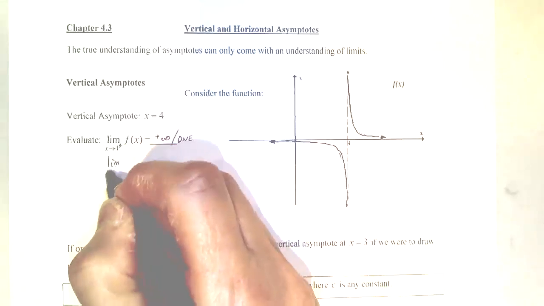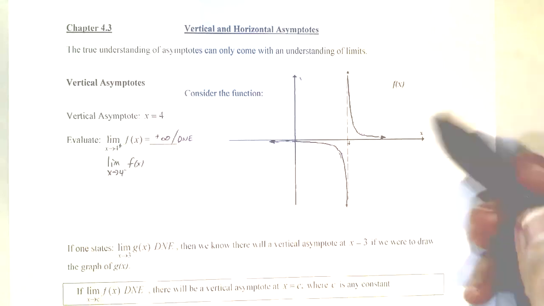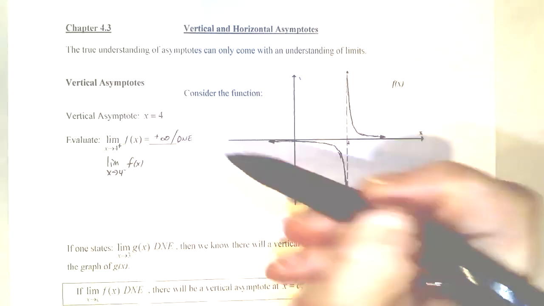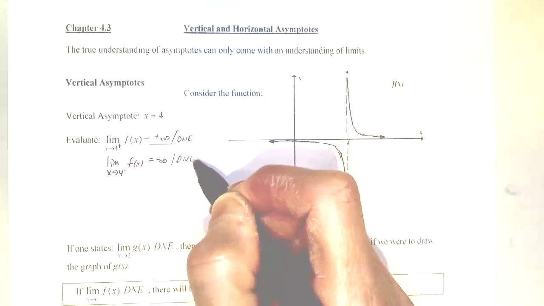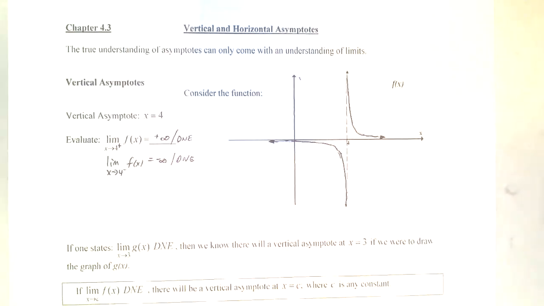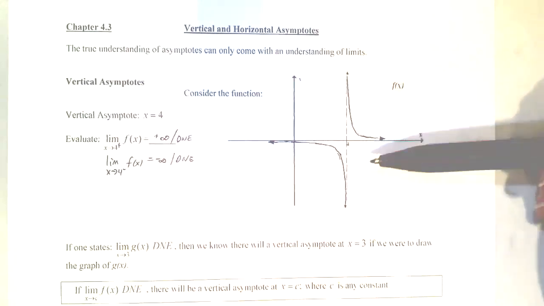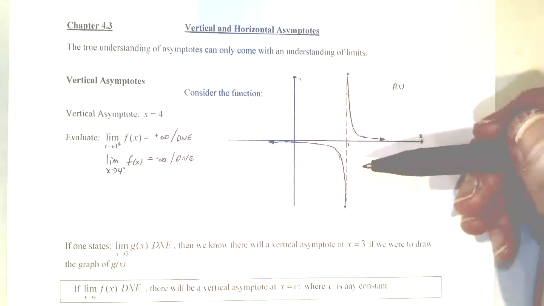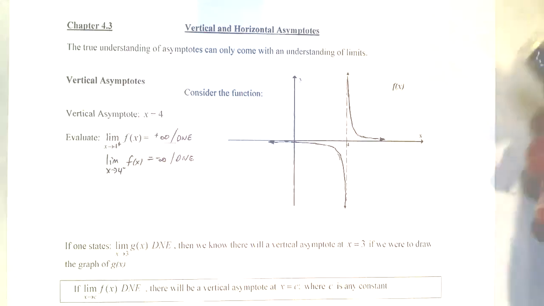If you do the limit as x goes to 4 on the left side, meaning approach 4 but come at it from the left, it shoots down to negative infinity. Basically, the limit doesn't exist. And the fact of the matter is that that's really what a vertical asymptote is. If you have a limit as x approaches a certain number and that limit doesn't exist, you have a vertical asymptote there.